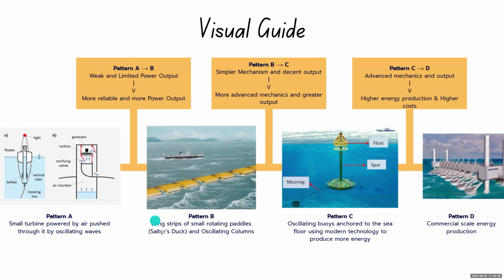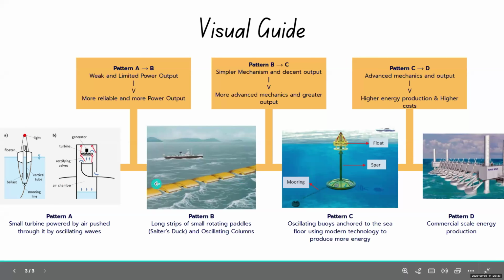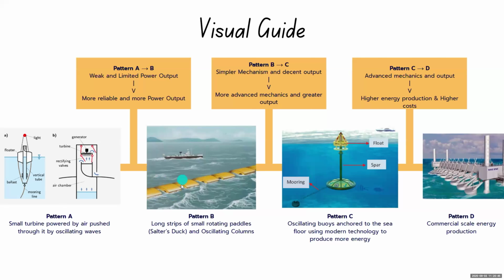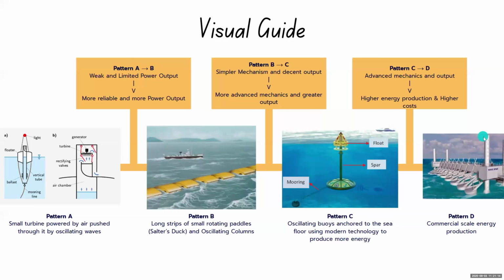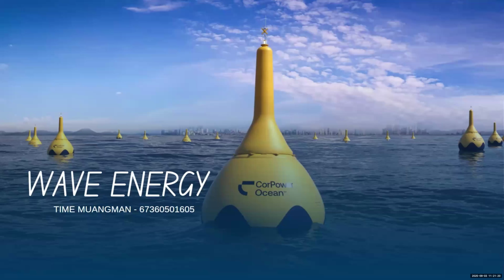And then you have the Salter's Duck that I mentioned previously, where the waves would move these little paddles, and that would generate energy. And then the original design of pattern A developed into pattern C, where you can now anchor them to the bottom of the sea, and they use slightly more advanced technology. Now we're looking into commercial scale production, but it's still not very effective. So that's a quick presentation on wave energy and how it's changed.